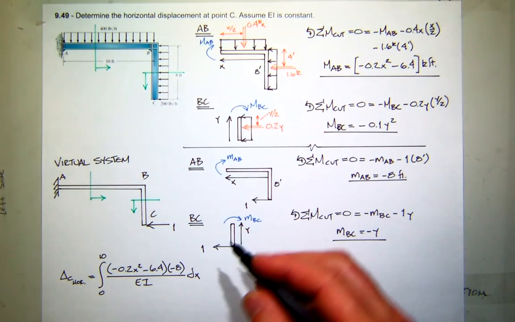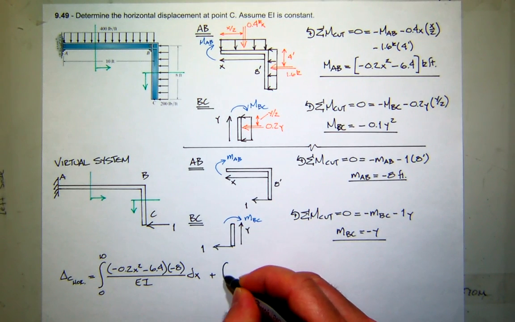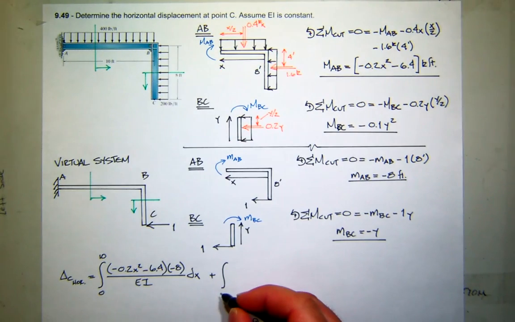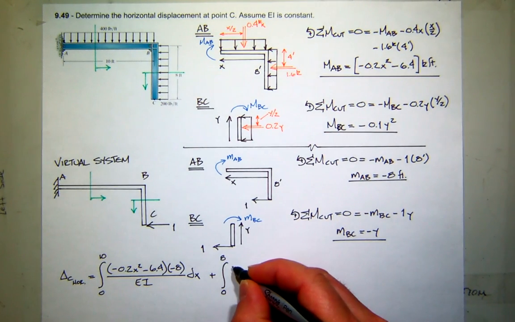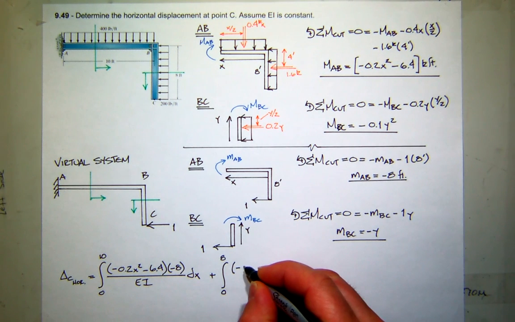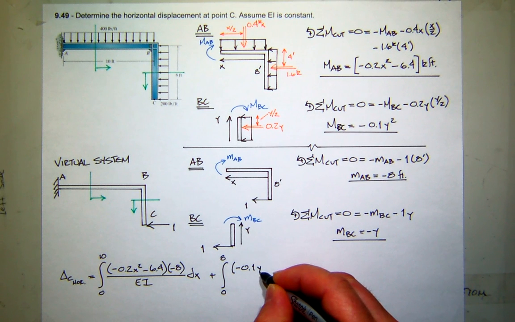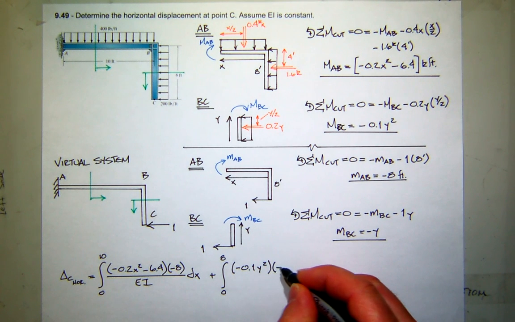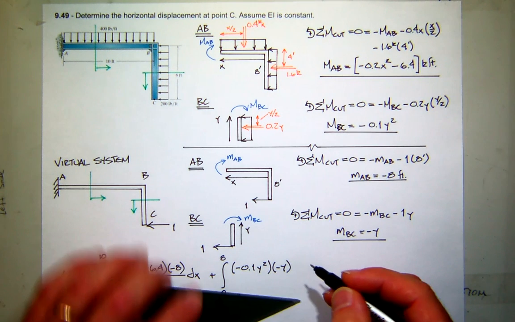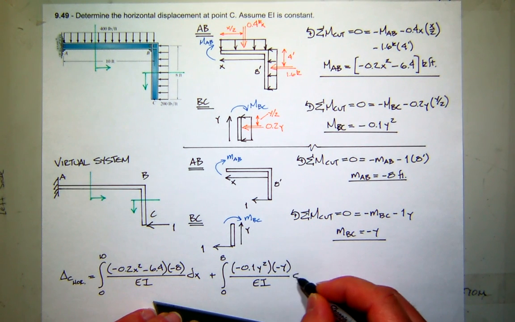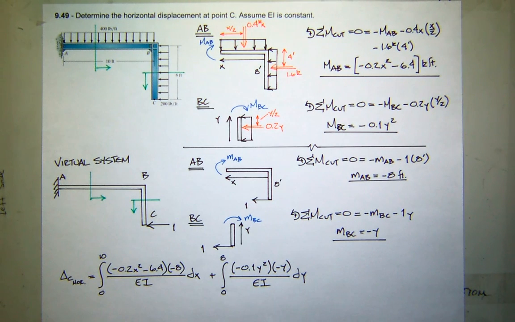And then I'll do the BC part. I chose a y coordinate that starts here at C and goes to B, so that's going to be 0 to 8. The real moment is negative 0.1 y squared. And the virtual moment is minus y. And that'll be divided by EI and integrated in y. That's good enough for me.